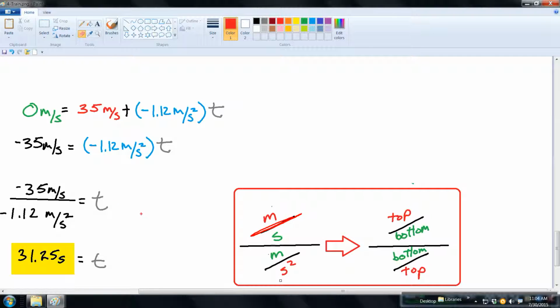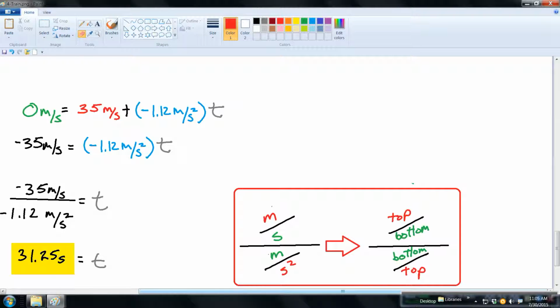And again, just pretend like you've got your sandwich, your bread and your sandwich. So the information that's wedged in between is on the bottom. This stuff's on the bottom, and then this and that is on the top. So we've got bottom and top and top. So we're going to cancel out our meters from the top and meters from the bottom, cancel our seconds from the bottom, and one of our seconds from the top is going to cancel. So we're just left with seconds.